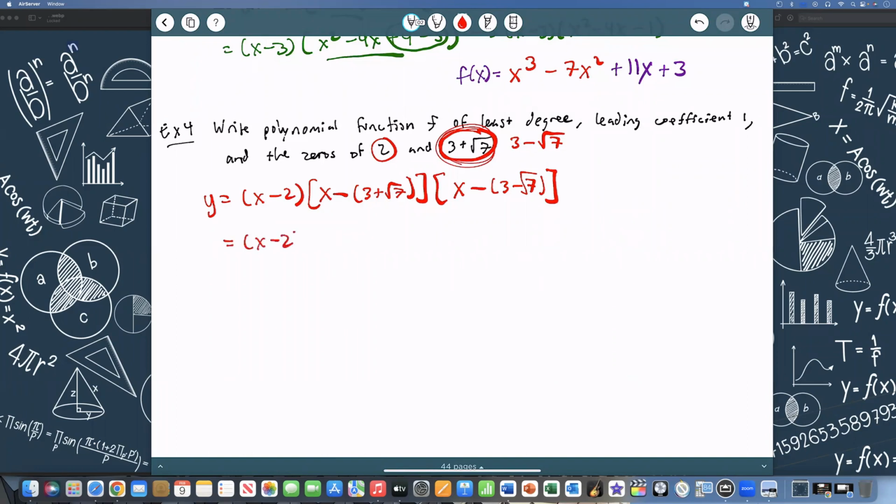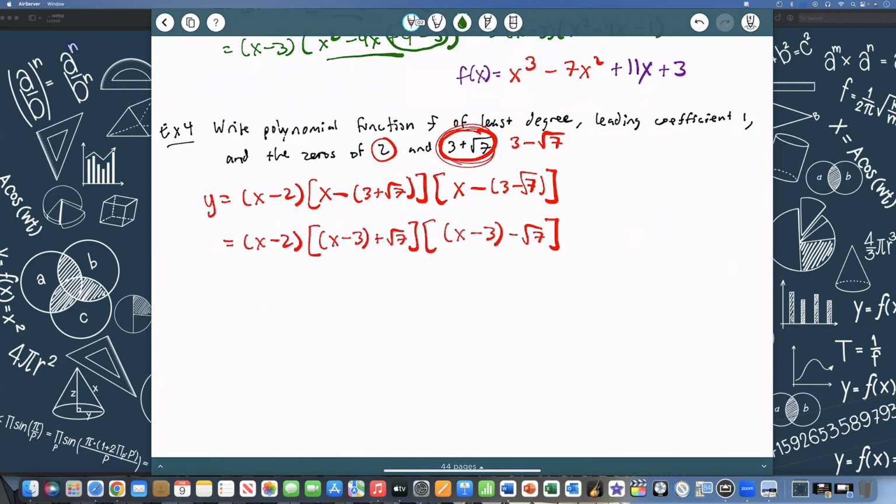Okay, so using my property, I can move my parentheses. So I'm going to move it around the first term, so the x minus 3 here, keep that plus radical 7. And here I'm going to move it once again around the x minus 3. So move the parentheses to the first 2 terms, and you'll have the minus radical 7.